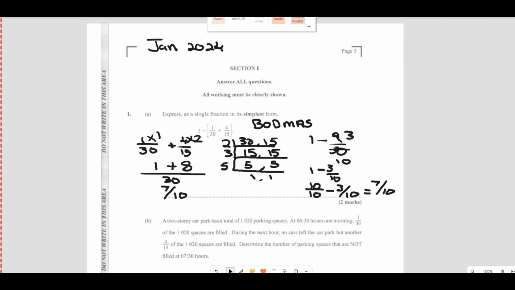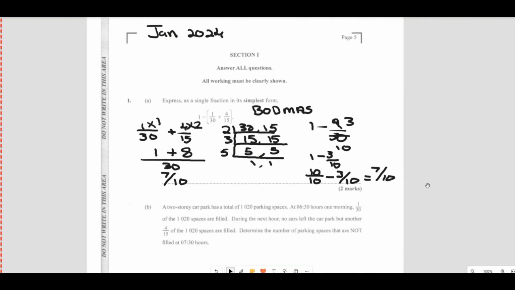You can also do this on your calculator. You're going to put in 1 subtract open bracket 1 over 30 plus 4 over 15 close bracket, press equal, you get 7 over 10. So you know that 7 over 10 is indeed correct. That is 2 marks right there.